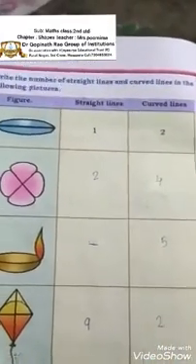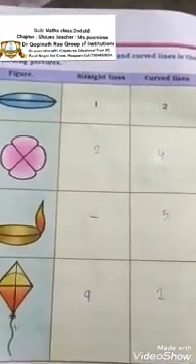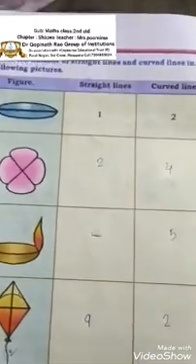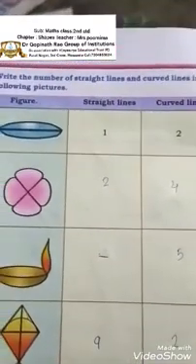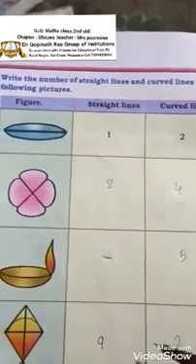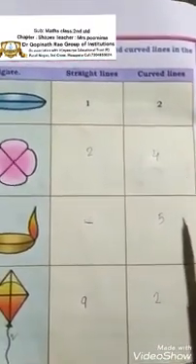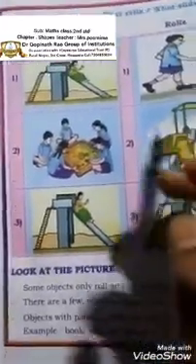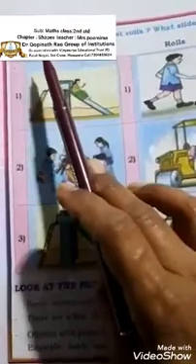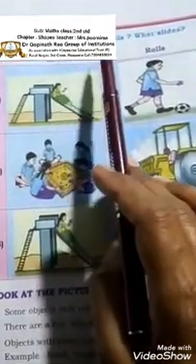Try to find out and sort out many more pictures, and in every picture you try to find which is a straight line, what is the curved line, and if you will sort in this way, you will be more perfect, children. Okay, and now we are going to see features of geometrical figures.